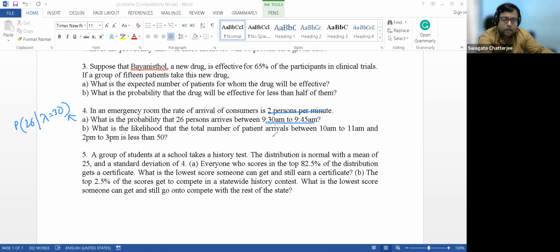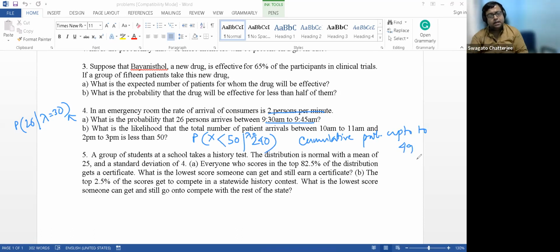What is the likelihood that the total number of patient arrivals between 10 a.m. to 11 a.m. and 2 p.m. to 3 p.m. is less than 50? So I'm asking for the probability that X is less than 50. For example, here there are 2 hours, so 240 is my mean. Lambda is equal to 240. X is less than 50, so I have to calculate up to 49, the cumulative probability up to 49. So that's the job that we are trying to do.